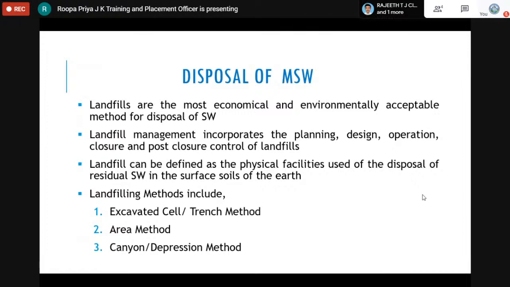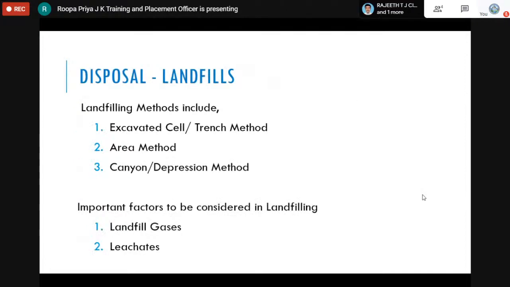These are three different methods of landfilling. One is the excavated cell, or we also call it the trench method. The second one is the area method. And the last one is the canyon or the depression method. Disposal, that is, the landfills as a disposal site.